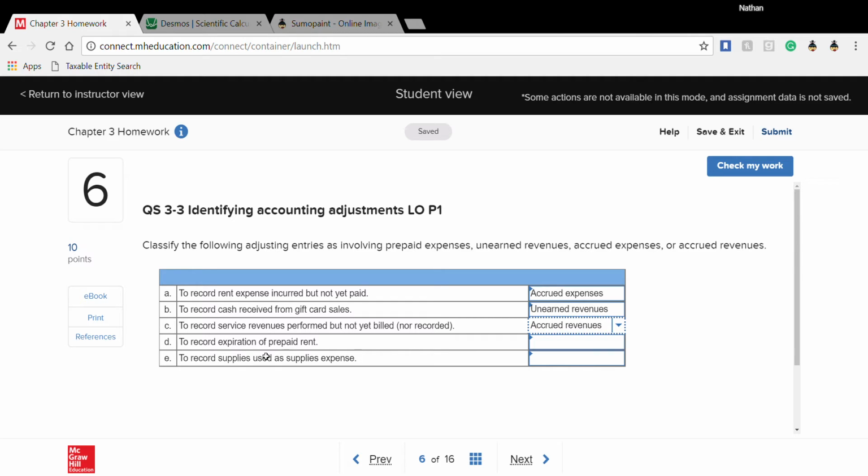To record the expiration of prepaid rent, okay, right there in the name itself it says prepaid, so I'm probably figuring it's dealing with prepaid expenses, which is correct.